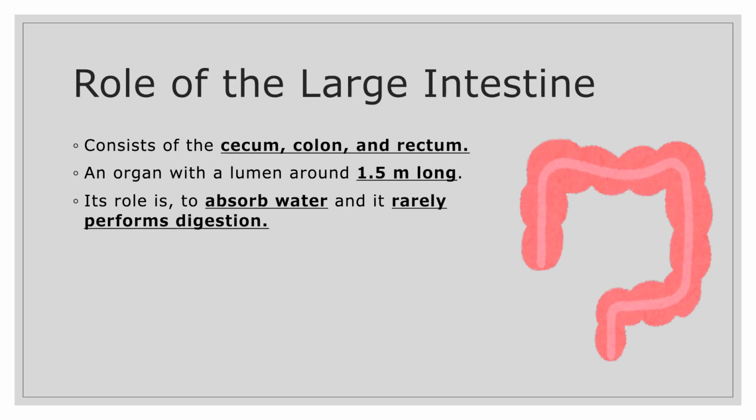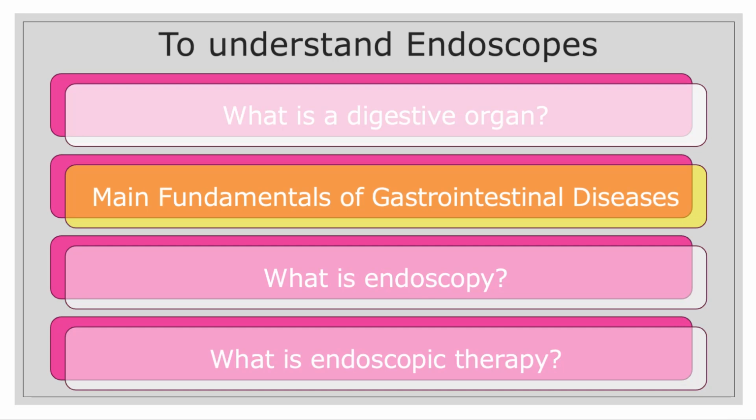Explain the role of the large intestine. The large intestine consists of the cecum, colon, and rectum, in order from the top. The colon is divided into the ascending colon, transverse colon, descending colon, and sigmoid colon, starting from the cecum. The large intestine is an organ with a lumen about 1.5 meters long, and the transverse and sigmoid colon are elongated. The role of the large intestine is to absorb water from digested food and drink, and it rarely performs digestion. The following topics will discuss the basics of gastrointestinal diseases.